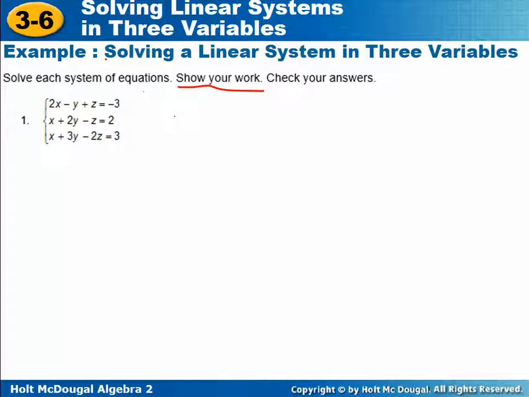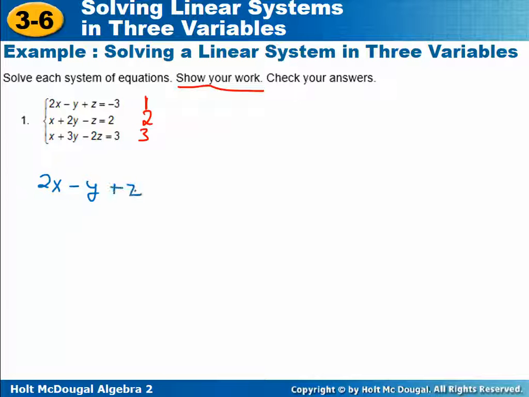So first of all, what we want to do is figure out, is there a way to eliminate one of the variables right away so that we would have less to work with. So we have 2x minus y plus z equals negative 3. I'm going to call this number 1. Sometimes it helps to talk about these as the first equation, second equation, and so on. But I'm just going to name this as equation 1, and then I'll name this as equation 2, and this is equation 3. Equation 1 has a positive z, equation 2 has a negative z. I can add those two together right away.